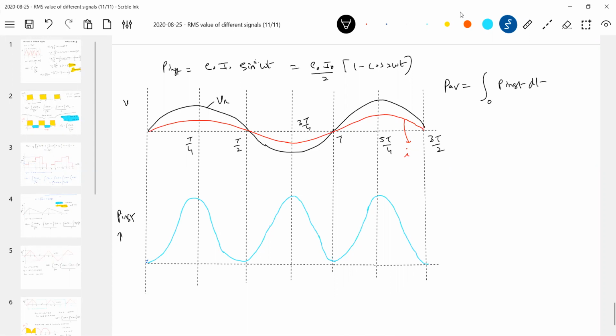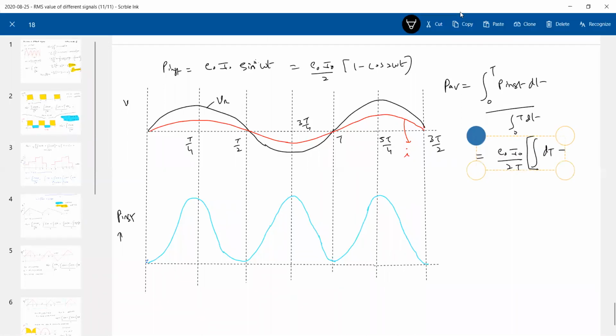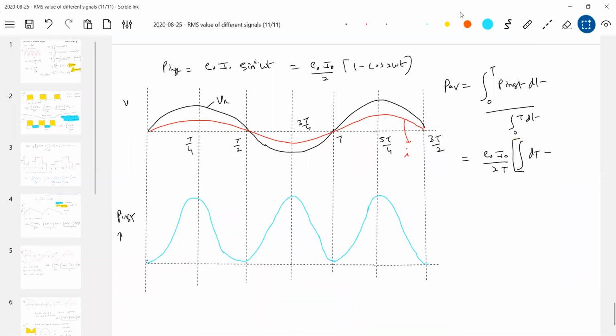P instantaneous dt from 0 to T, E naught I naught 2T cos 2 omega t dt. I'm calculating the average power. Try to see this carefully, observe it. Expansion of this cos 2 omega t, this I substituted here for one cycle.